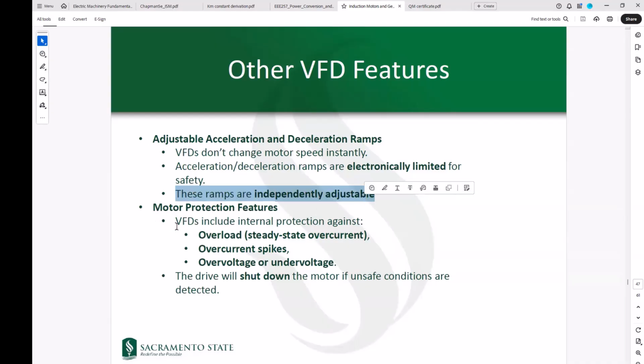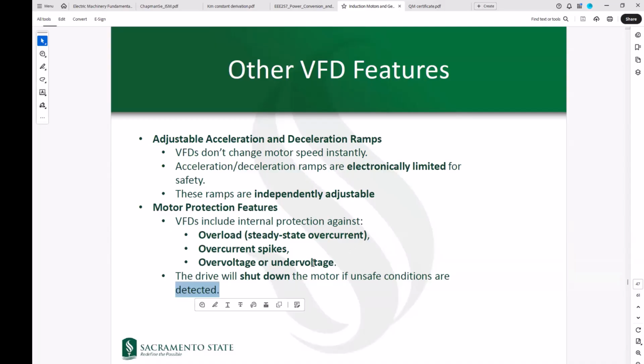Also, the motor protection features: VFDs include protection against overloads, steady state overcurrent values, overcurrent spikes, and over voltage or under voltage values, and they will shut down the motor if unsafe conditions are detected.